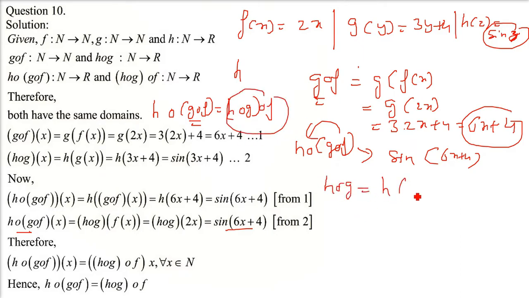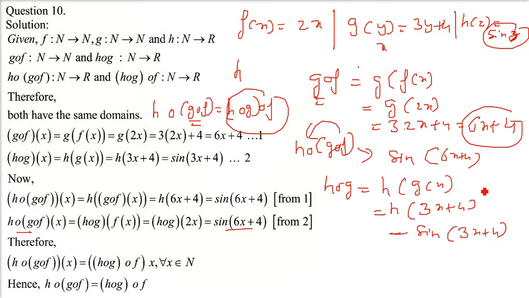So h of g(x), h o g I am finding out. h of g(x). g(x) is g(y), it's the same thing. 3x plus 4, don't worry about y, it is same as x. 3x plus 4. Now go to h and put this 3x plus 4 here. So h o g we have found out, sin(3x plus 4). Now we have to do h of g of f.